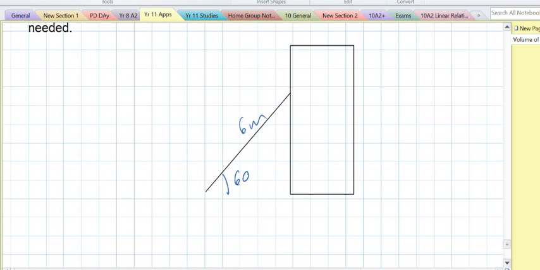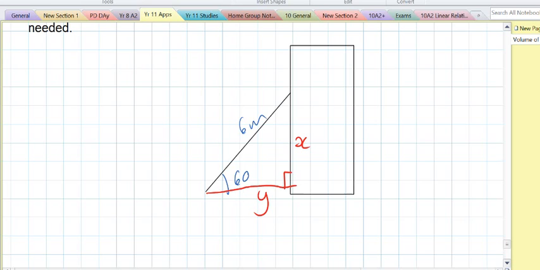Alright, what two things do we need to find? Each side. We need to find the height the ladder reaches up the wall, and we need to find the distance from the base. Alright? Close enough. And where's the right angle? Here. Okay.